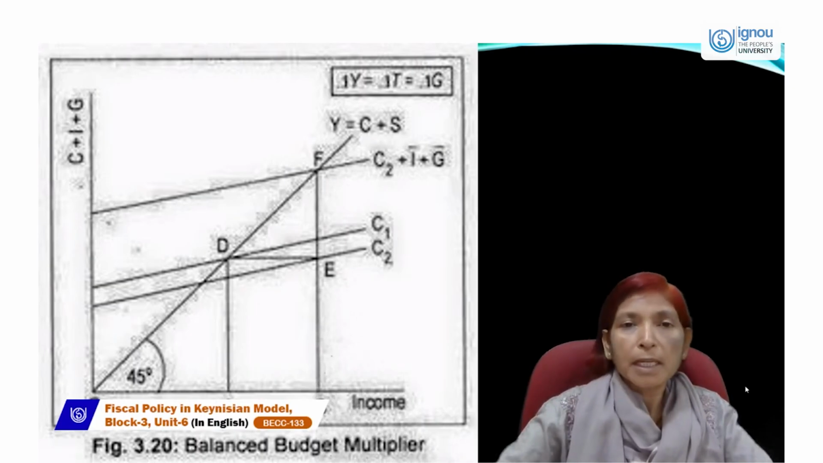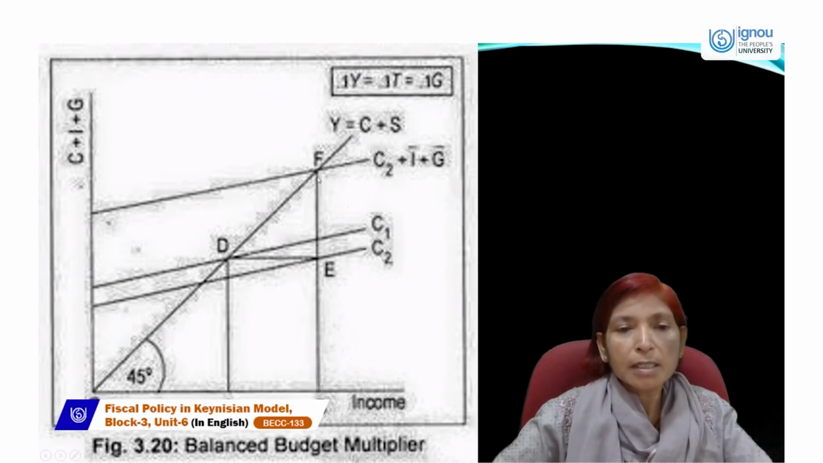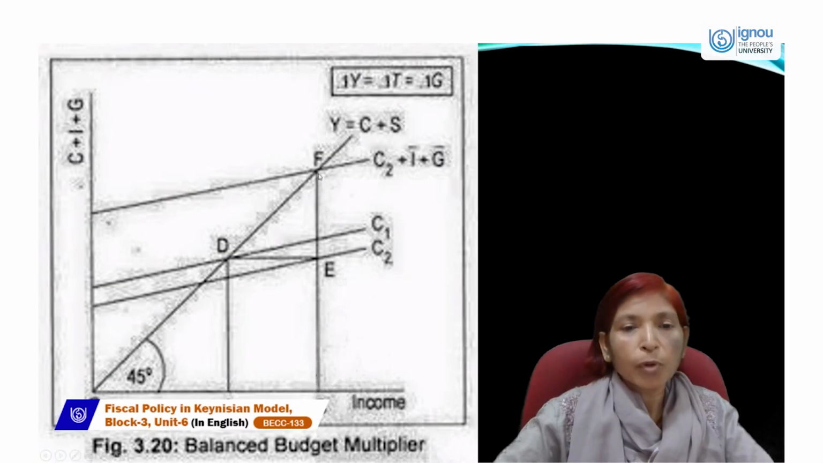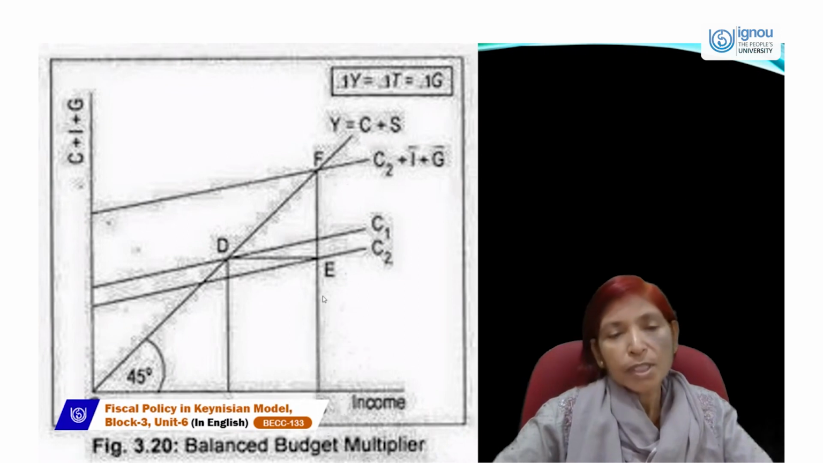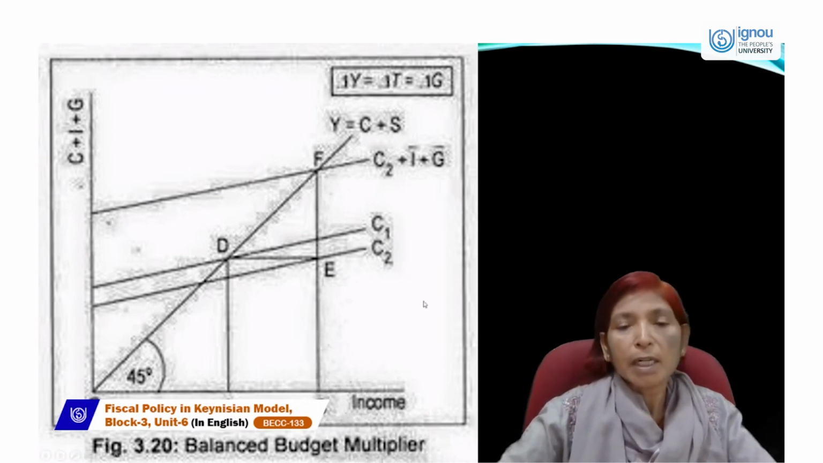And if government expenditure increases, then this line will shift upward and the equilibrium point will be here, F point. In this case, when government expenditure increases by this ratio, then the income level will increase by a multiple. That is called balanced budget multiplier. If the change in government expenditure and the change in level of income are both the same, then the budget will be in balance. So this is the diagram of balanced budget multiplier.